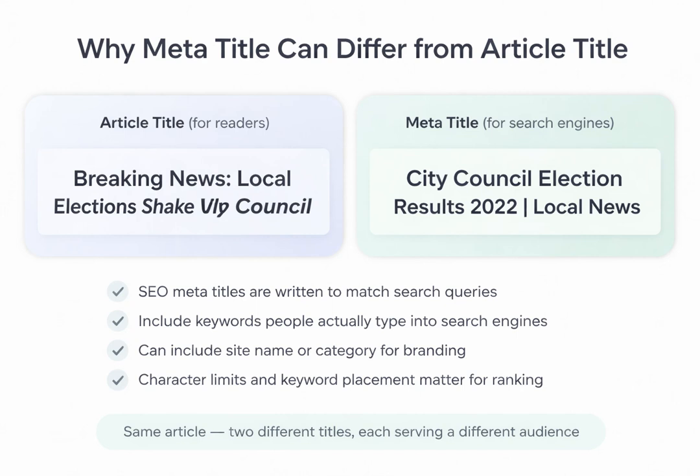SEO best practices around meta titles include things like keyword placement, character limits, and making sure the title accurately reflects the page content. The point is, the article title serves the reader, and the meta title serves the search engine. Having a separate field for each gives you full control over both.